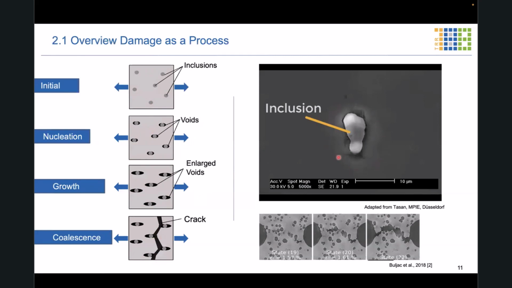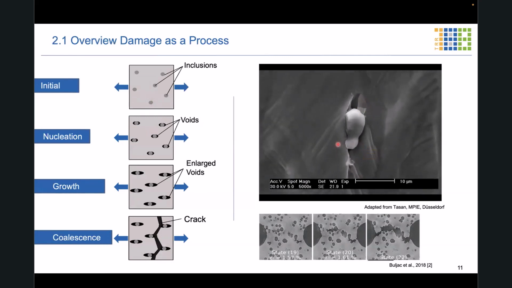But there's also experimental evidence. So here you see the nucleation of voids at this inclusion, and you even see the growth of these voids. What you do not see is the coalescence, but that is now something we found in literature over here. And you see how these cracks evolve between the initial voids over here.